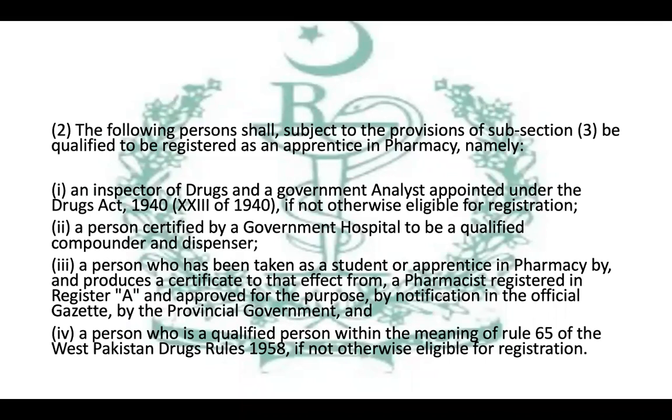2.4 says, a person who is a qualified person within the meaning of Rule 65 of the West Pakistan Drug Rules 1958, if not otherwise eligible for registration. So again, take a relaxation person before that. There was also West Pakistan Drug Rules in 1958. If someone is eligible over there, he is also authorized for qualifying as a pharmacist and Register A or B or C, whatever it is.